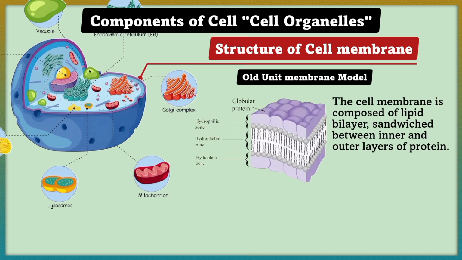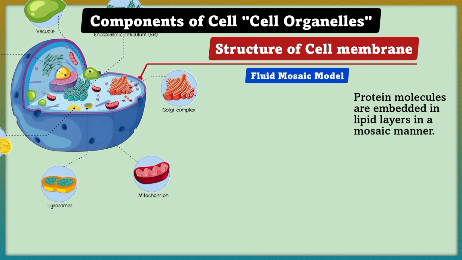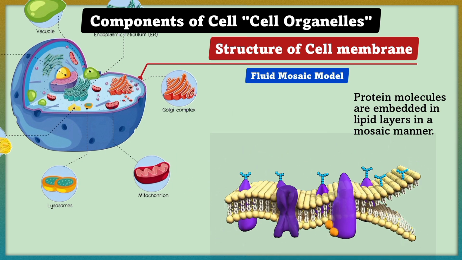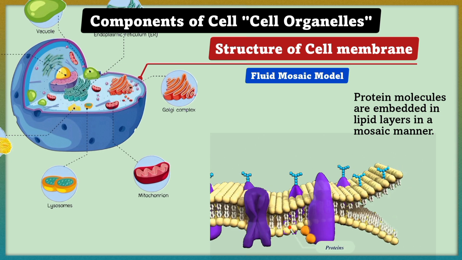It was proposed earlier that cell membrane is composed of lipid bilayer sandwiched between inner and outer layers of protein. This basic structure is called the unit membrane and is present in all the cellular organelles. The modern technology has revealed that lipid bilayers are not sandwiched between two protein layers. The protein layers are not continuous and are not confined to the surface of the membrane, but are embedded in lipid layers in a mosaic manner. This discovery led to the proposal of fluid mosaic model. This model at present is the most accepted one.